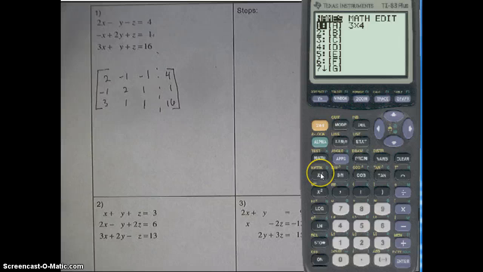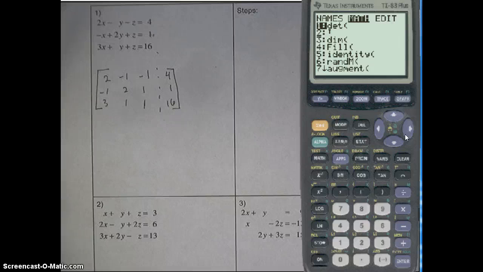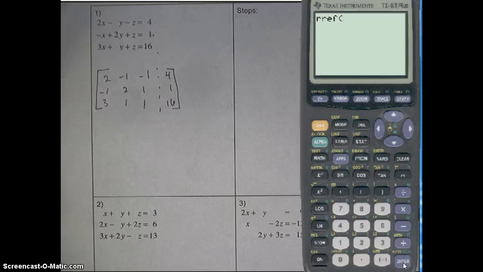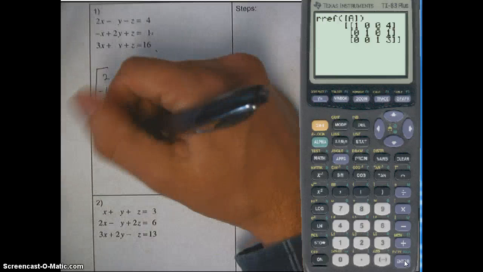Go back to the matrix screen, second matrix. This time I go over to Math and up to B, RREF, and hit Enter on that one. This is going to solve the system of equations for me, but before it can, I have to tell it matrix A. So I go back to the matrix screen, hit Enter on A, and close the parentheses. When I hit Enter, it's going to spit some stuff out at me.